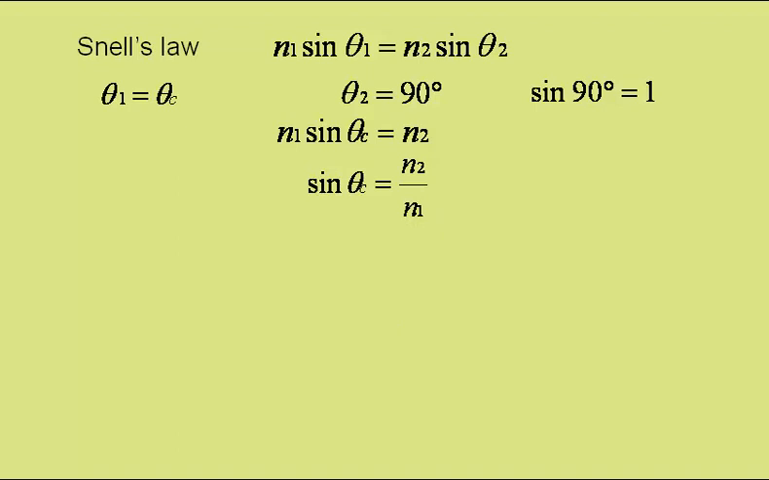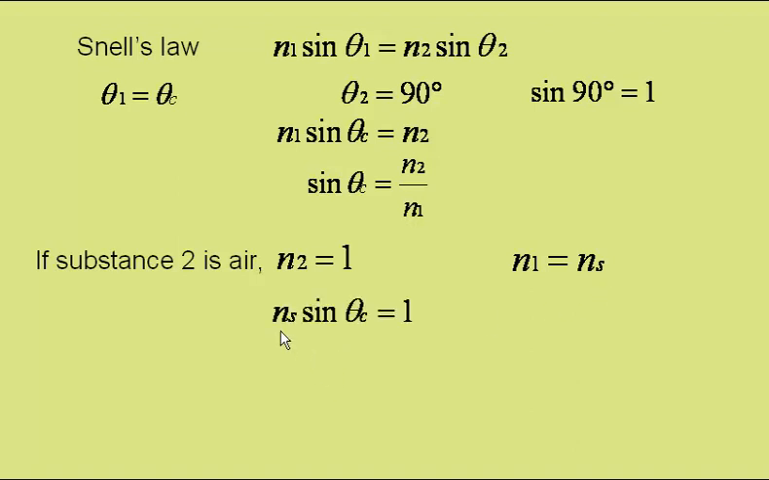Finally, for the special case where the light is travelling from a certain substance into air, for instance glass into air. If substance 2 is air, that means n2, the refractive index, is equal to 1. n1 we can now just call ns, the refractive index of the substance under investigation, and then this simplifies to ns sine of the critical angle is equal to 1, which we can rearrange to give sine of the critical angle is equal to 1 over the refractive index of the substance the light is leaving to enter air.